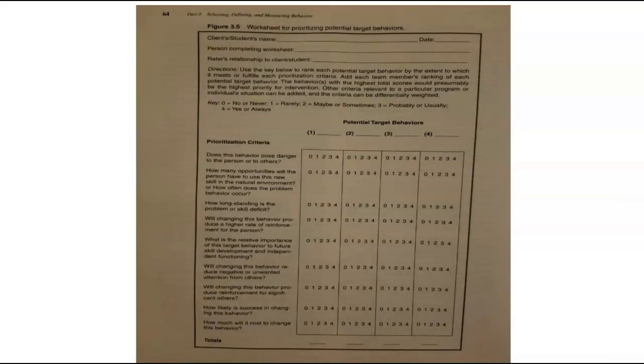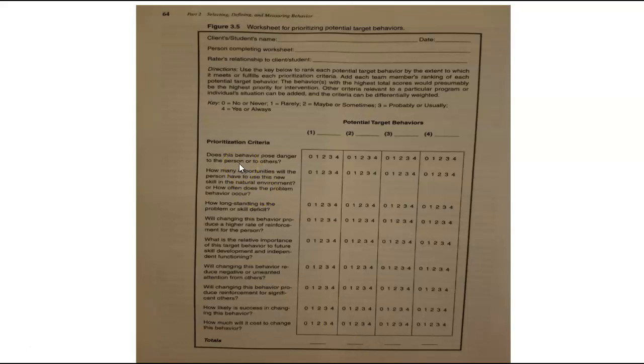Alright, so prioritizing potential target behaviors. Here they give you 4 behaviors to work on. Of course, you can have more, but it's nice because you're going to answer all these questions about each behavior. You're going to have total points for each one, and the highest one means that it's the one that really should be targeted first, okay? Because the whole point of the prioritizing is that you want to know which one you should start with.